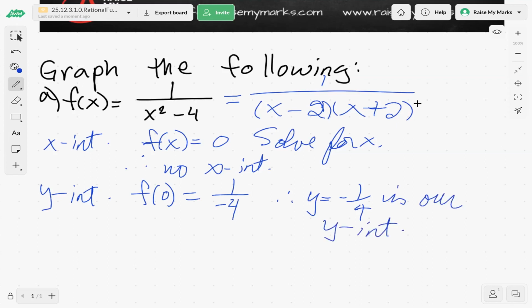Okay. Next, we're going to look at our vertical asymptote. Our vertical asymptote occurs at the x values when our function's undefined. So our function's undefined when the denominator equals 0, and that occurs when x equals 2 or x equals negative 2. So these are our two vertical asymptotes.